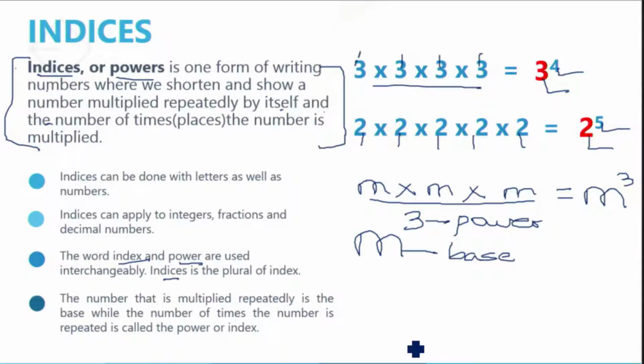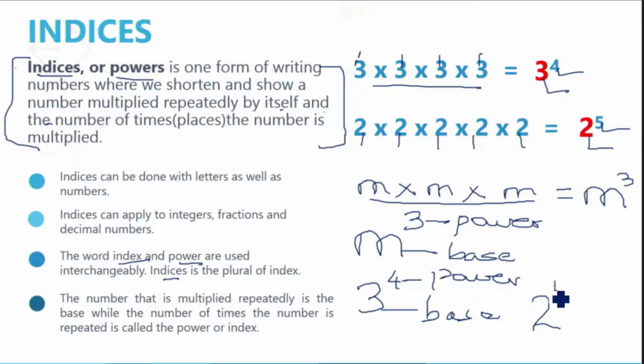All right, so let's look at the above example with this understanding. In the examples we considered above, 3 raised to the power 4. In this case, 4 is the what? The power. And 3 is the base. Similarly, in 2 raised to the power 5, we have that 5 is the power and 2 is the base.